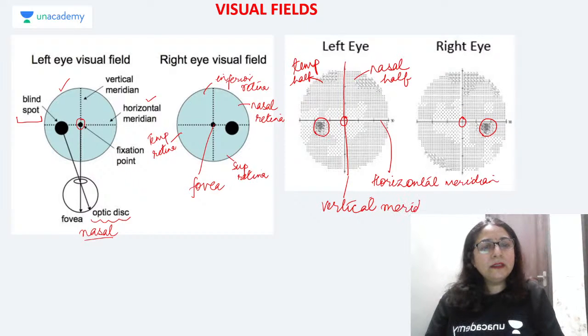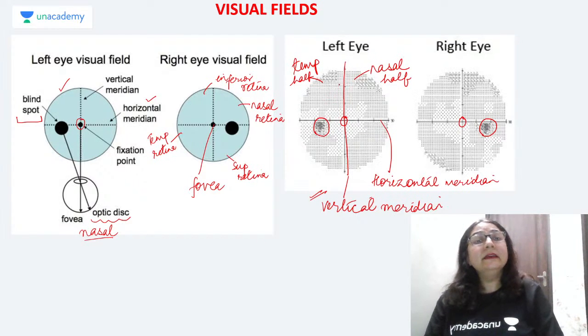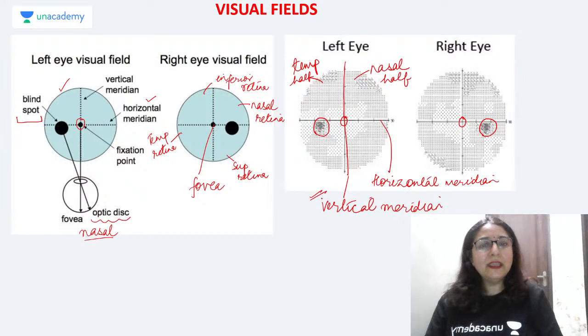Now at the outset, I would like to emphasize this point, that the visual field defects resulting from lesions of the visual pathway respect the vertical meridian. Either they will be in the temporal half or in the nasal half. So the vertical meridian will be respected in the neurological visual field defects. I hope we are now comfortable with the terms central fixation point, blind spot, and the two halves of the visual field, temporal half and nasal half.